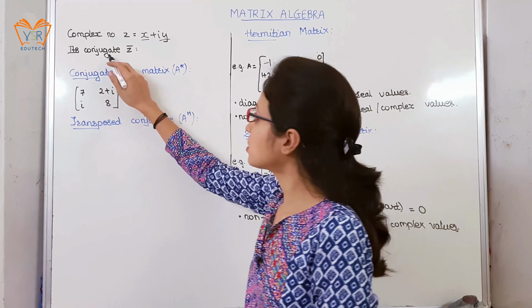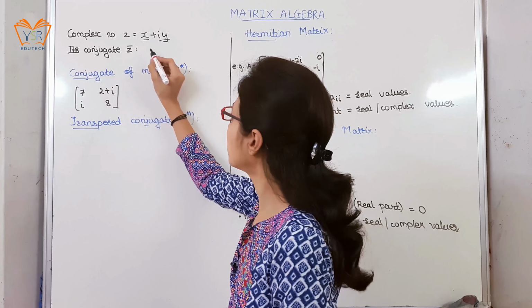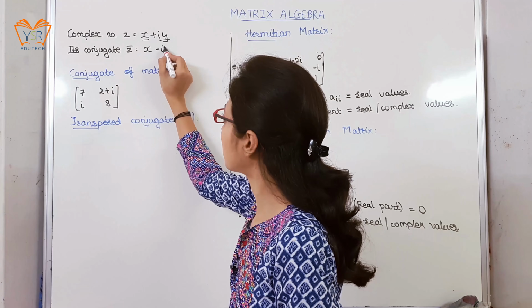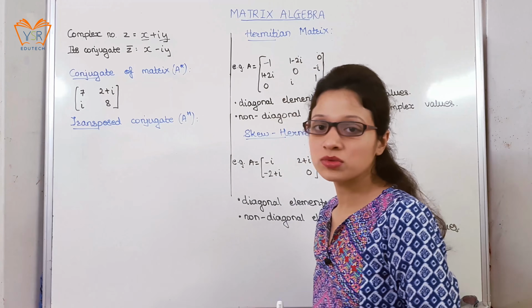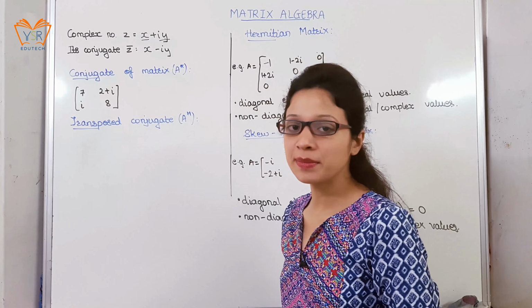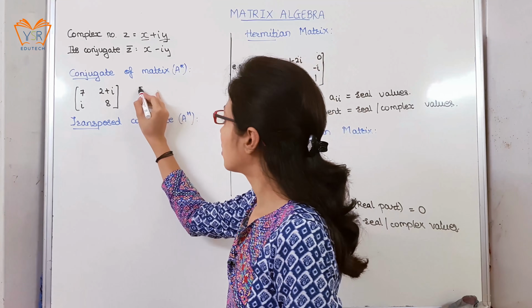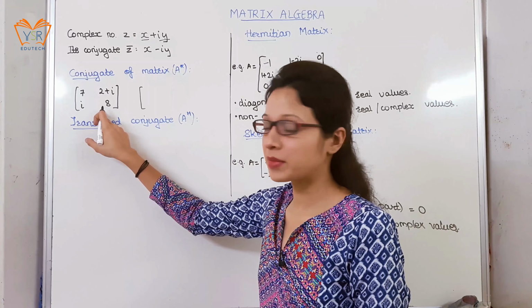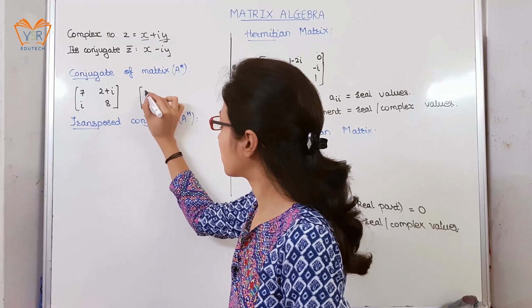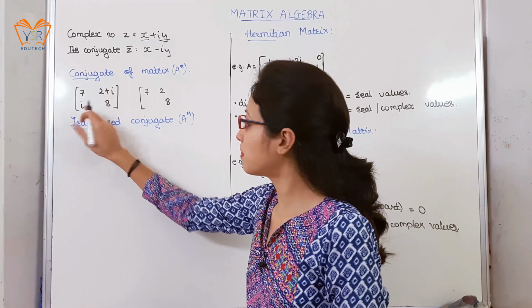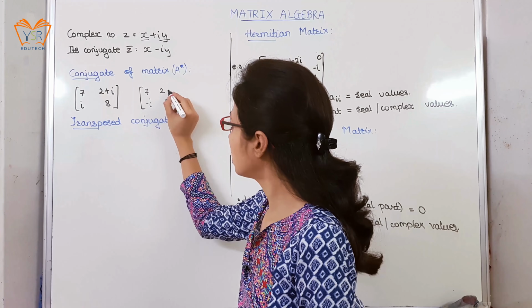To find out the complex conjugate of any complex number, the real part is written as it is and imaginary part is written with its opposite sign. To find out the complex conjugate of any matrix, find out the complex conjugate of each element in that matrix. Suppose this is the example. The real part will be written as it is, imaginary part with its opposite sign.